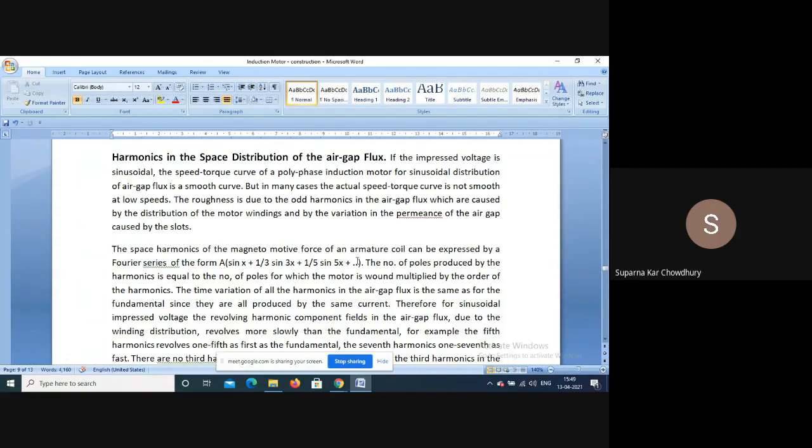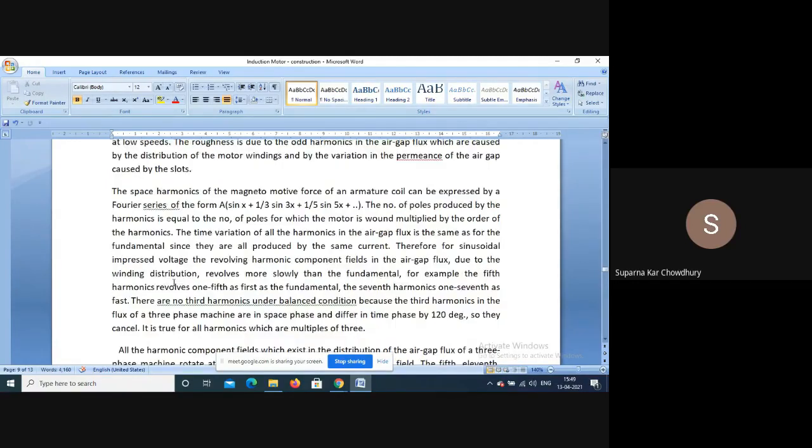As the harmonic order increases, the magnitude will decrease, so it will have a series like this. The number of poles produced by the harmonic is equal to the number of poles for which the motor is wound, multiplied by the harmonic order.